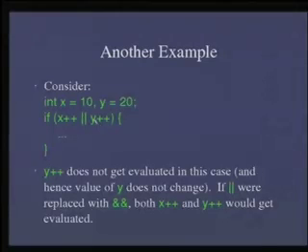So y plus plus would of course result in the value 20 and y would get incremented to 21. So since both are true, the overall result would be true, but both x and y would get incremented in that case.